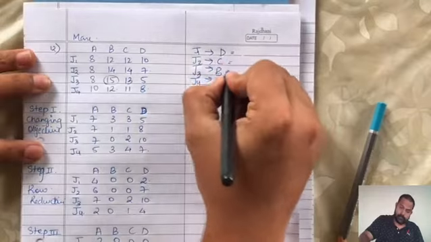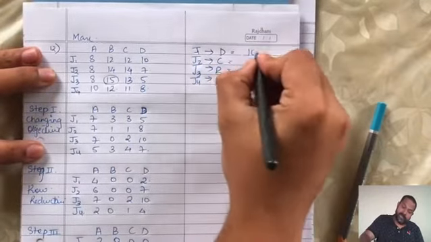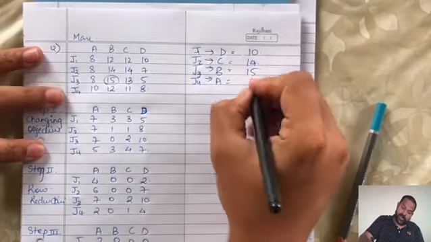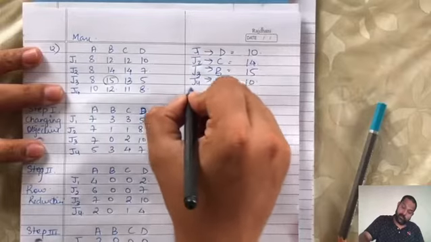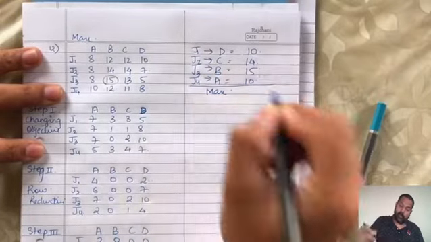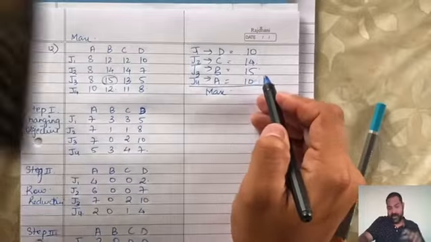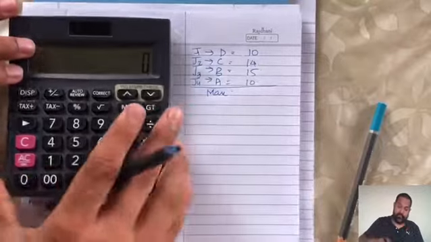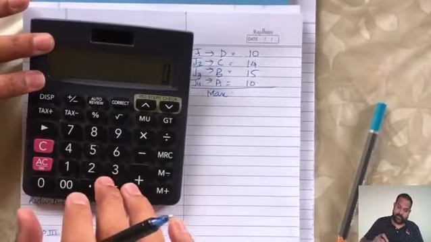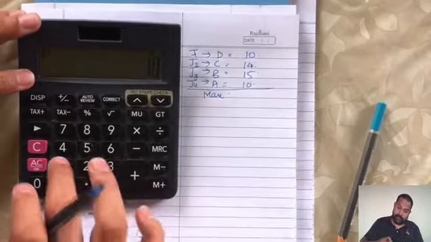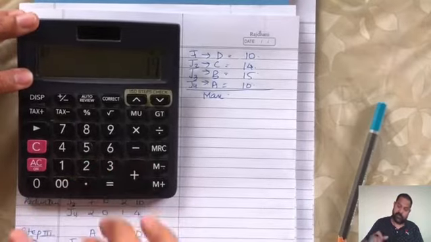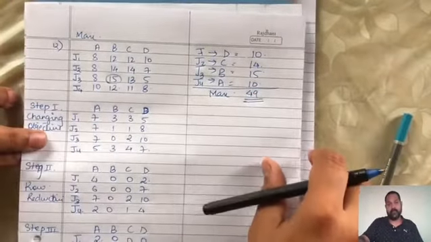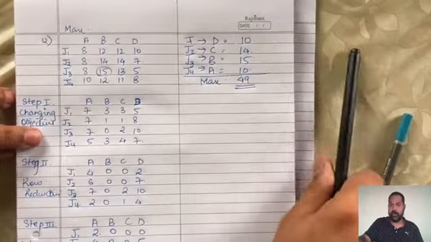So, J1 on D is 10, J2 on C is 14, J3 on B is 15 and J4 on A is 10. For a maximum of 10, 10, which is 20, 20, and this will be close to 30 but one less, so 29, 29, 49 if I am correct. Let me check once again. 10, 10, 15, 14 is a total of 49 for a maximum of 49. That's it. That was your answer.